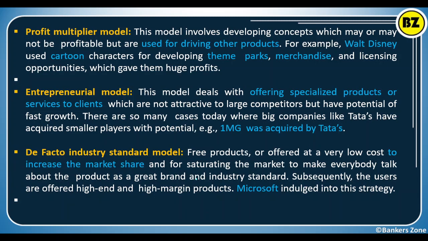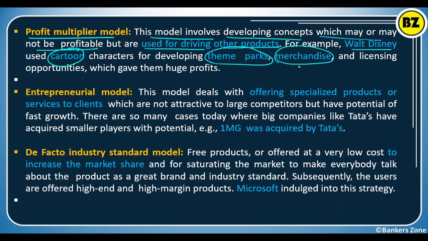Okay, now next is what? The profit multiplier model. This model involves developing a concept which may or may not be profitable, but is used for driving other products. For example, Walt Disney used their cartoons for developing theme parks and merchandise. They have given permission to use those cartoons for different merchandise purposes, for example printing on t-shirts. They have given licenses, so they have earned a huge profit using those cartoons.